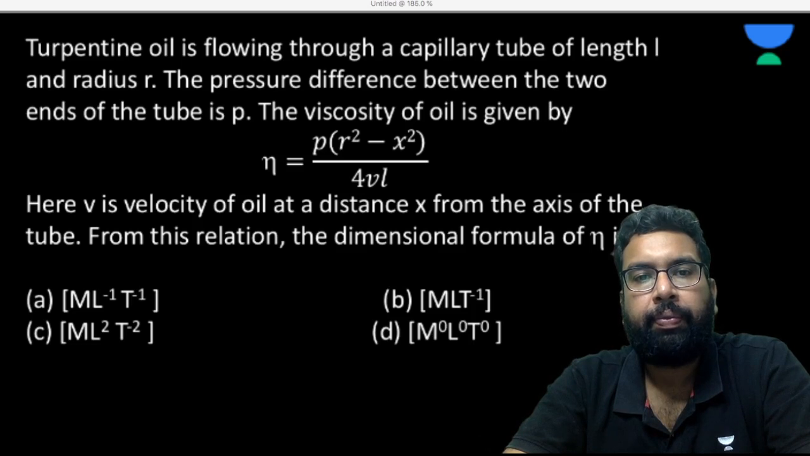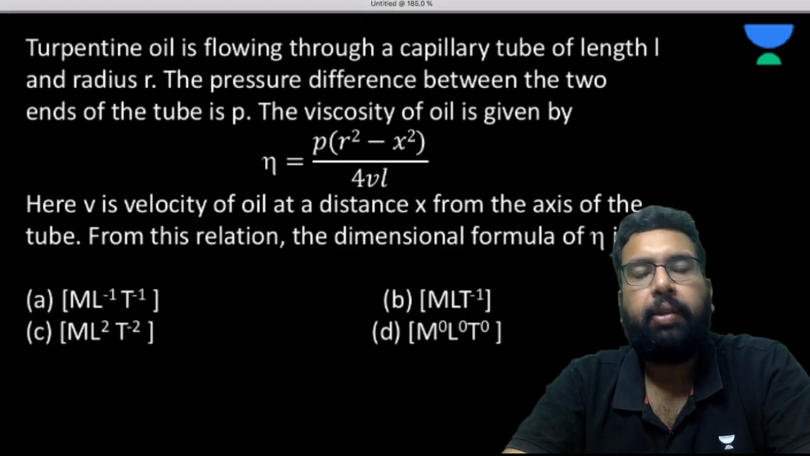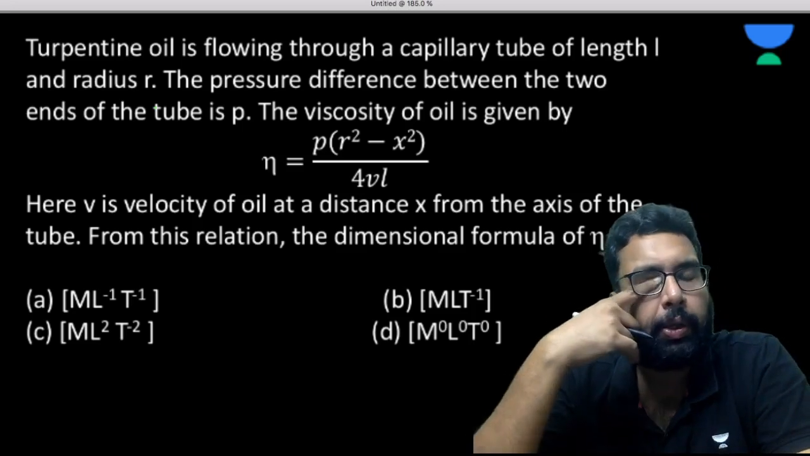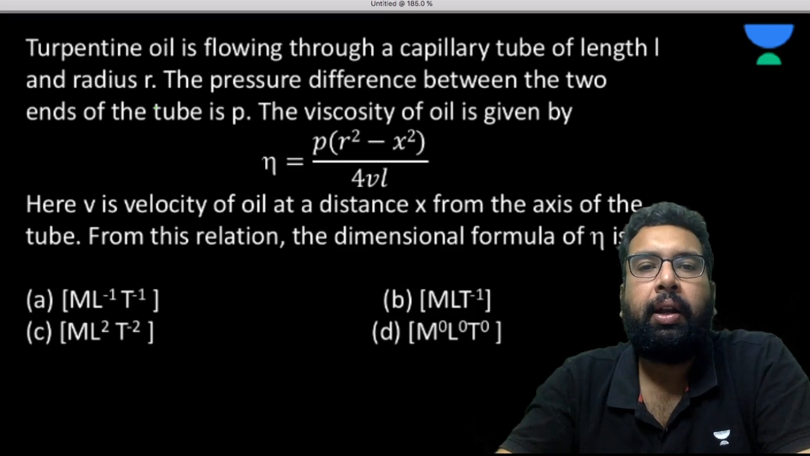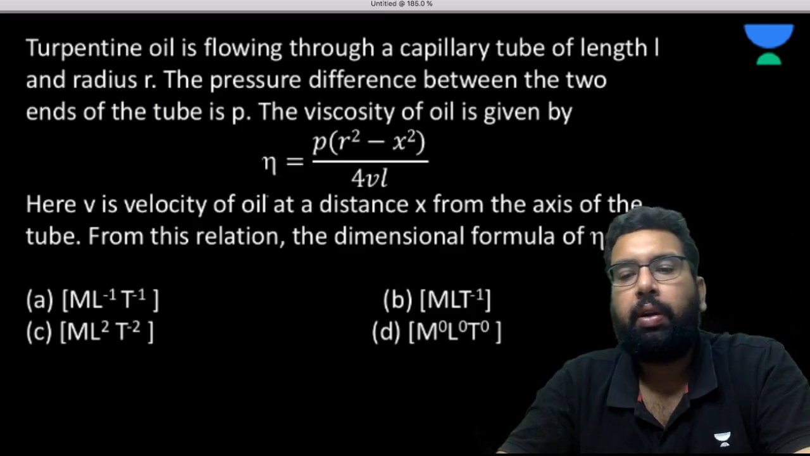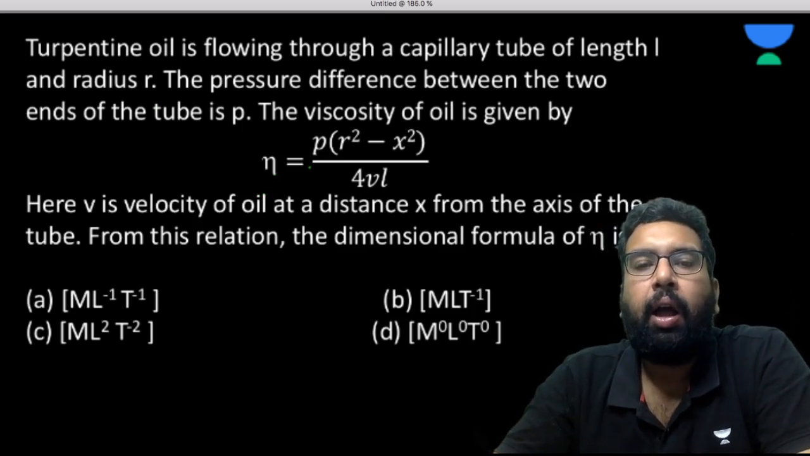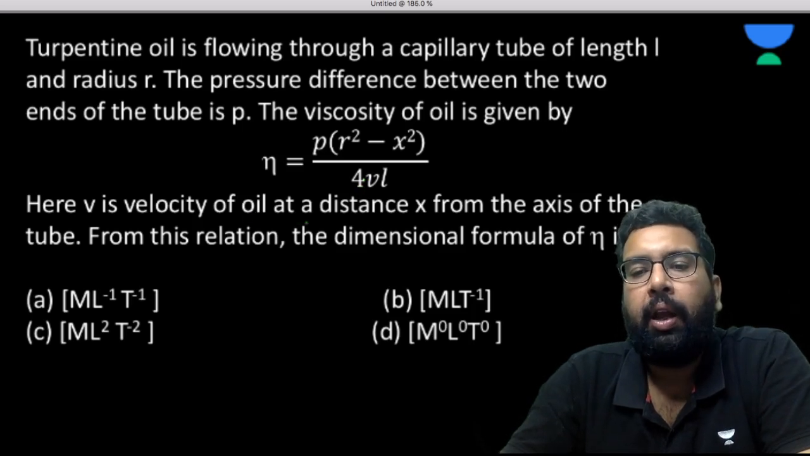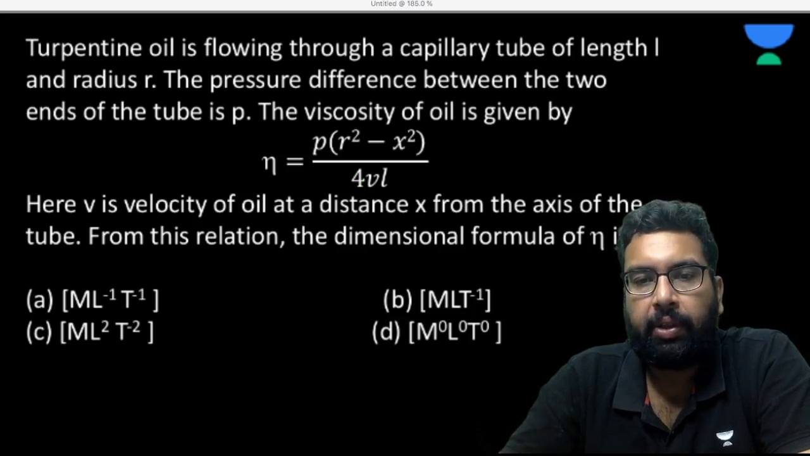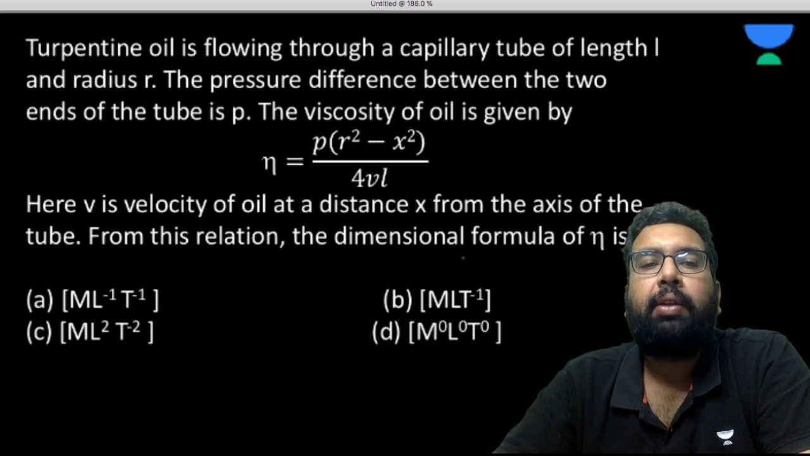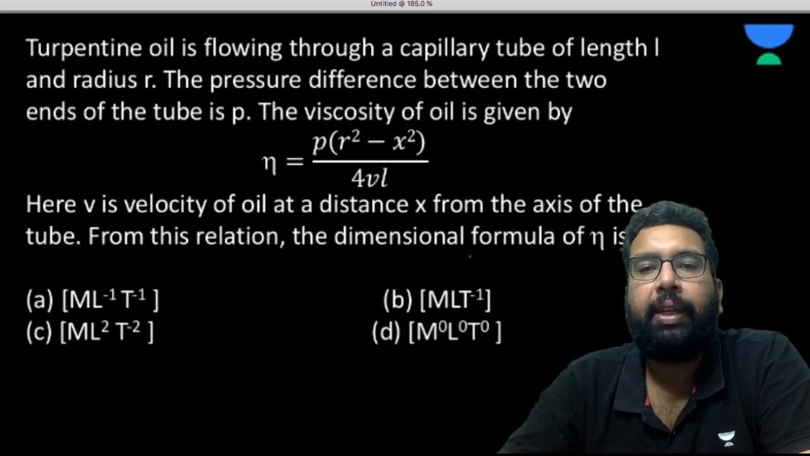How can we do it? So, a very simple question. It says turpentine oil is flowing through a capillary tube of length L and radius R. The pressure difference between the two ends of the tube is P. The viscosity of the oil is given by eta is equal to P (R square minus x square) upon 4VL, where V is the velocity of oil at a distance of x from the axis of the tube. From this relation, the dimensional formula of eta is... So what is the dimensional formula of viscosity?